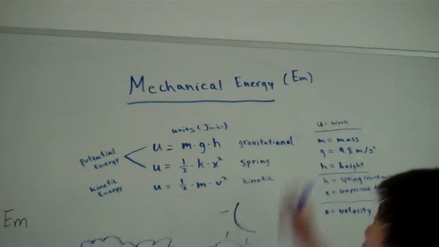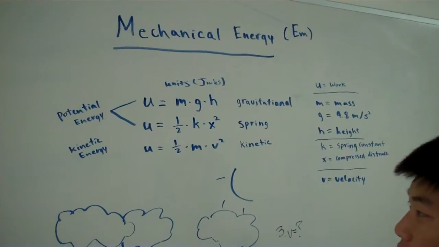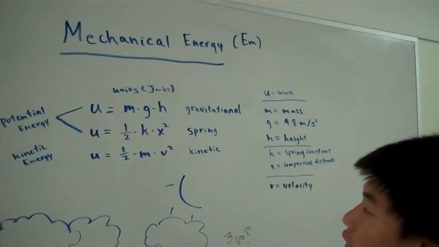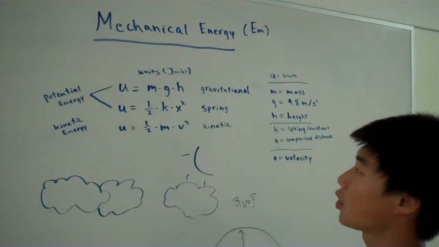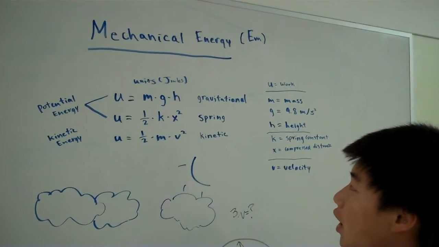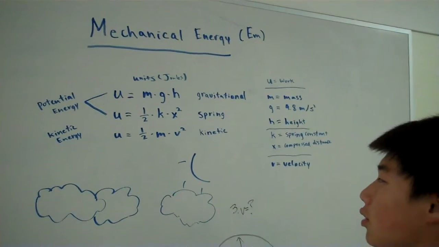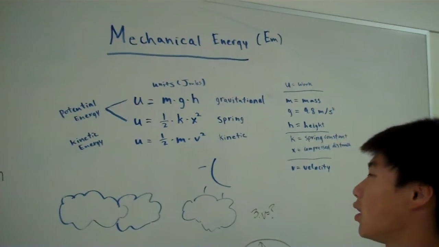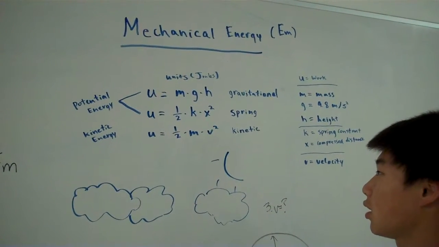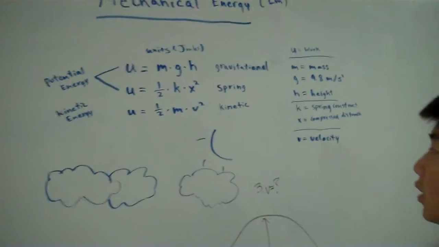Colin, go ahead and explain what we're doing here. This is mechanical energy, EM. I have three equations, two for potential energy, one for kinetic energy. The first is U, or work. Work is change in energy. U equals mgh, and that's gravitational potential energy. U equals 1/2 kx squared is spring energy, and kinetic energy is 1/2 mv squared.